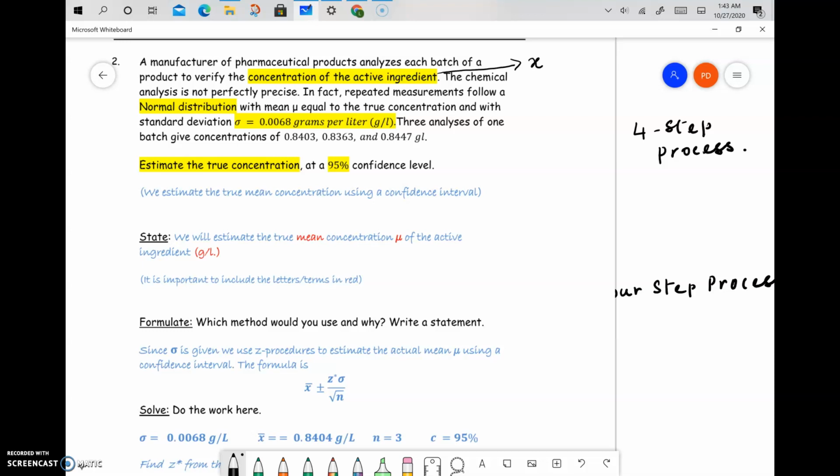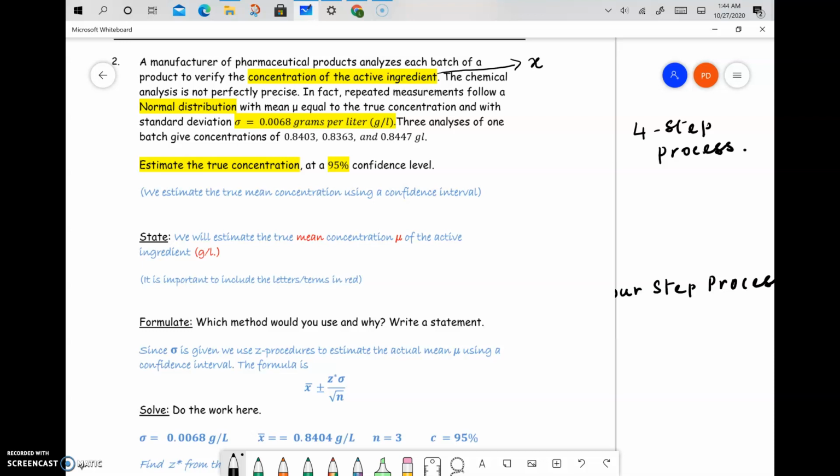So we have a manufacturer of pharmaceutical products that analyzes each batch of a product to verify the concentration of active ingredient. So the concentration of active ingredient is what is being measured. That's our X. It is not a fixed quantity, not a fixed measurement. Therefore, we call it X because it's a variable. The chemical analysis is not perfectly precise, and that's what makes it a variable. Each time it's going to be slightly different.